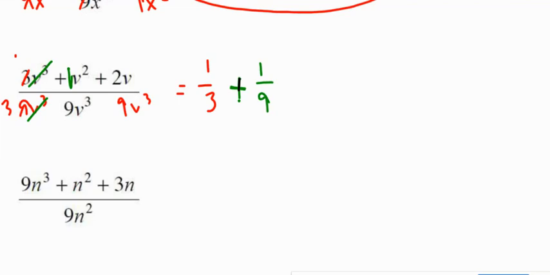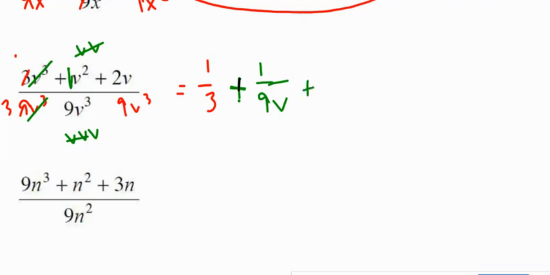And I have v squared divided by v to the third. So in expanded form, I have v times v on top, and here I have v times v times v. I can go 2 for 2. So I'm left with 1 more in the denominator. So that simplifies to 1 over 9v.